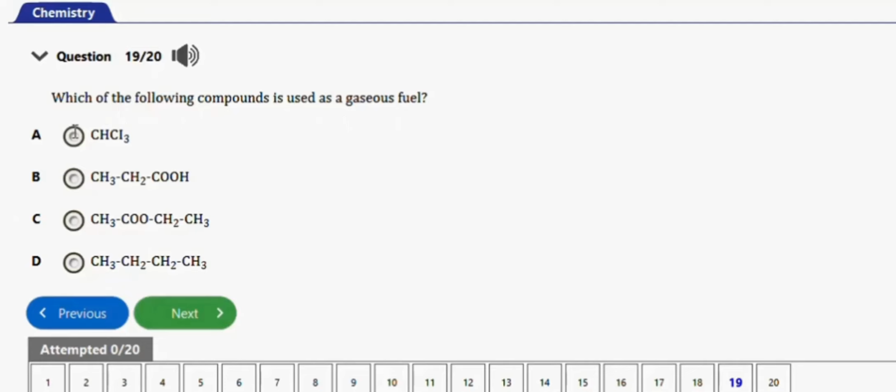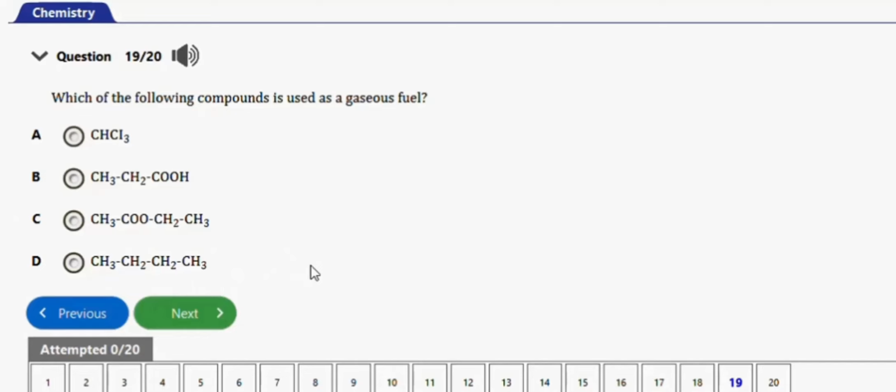Next question says which of the following compounds is used as a gaseous fuel? It can be this, it can be this. This one has a carboxylic acid group, no. This one has an alkanol group. So the right answer will be option D. Alright, so that's for this question.